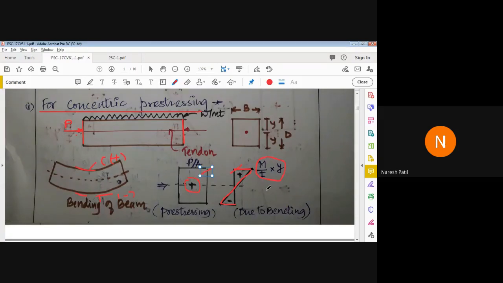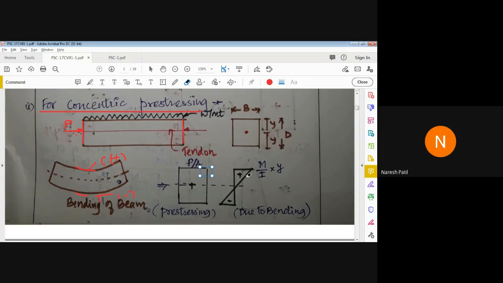Are you clear here? Anyone have doubt? Yes, this is very important. Any doubts here? See, the number of problems depend on this concept only. Anyone have doubt here? No, sir. Okay, so I'll move on to further now.